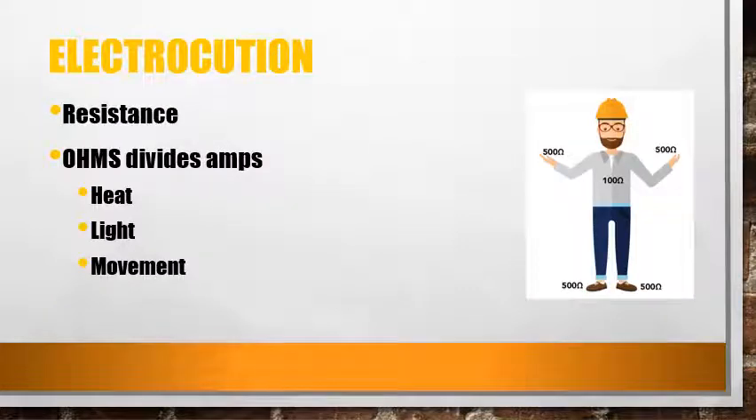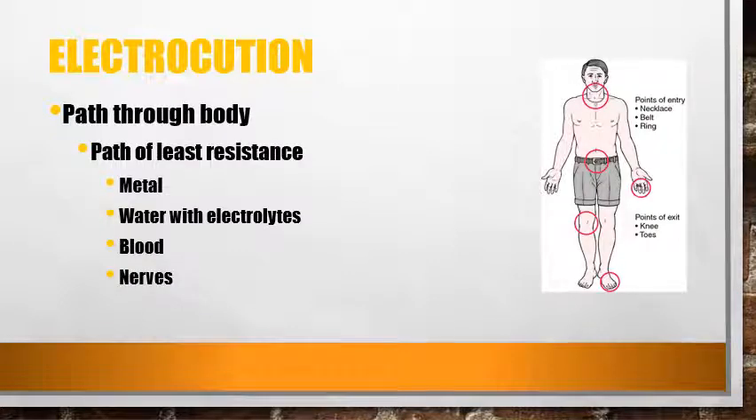Resistance is one of the factors to consider in the hazard of electrocution. Resistance is the division of the amps as it passes through certain tissues in your body. That resistance, which is measured in ohms, divides those amps and turns them into heat or light or movement. Then that electricity takes a path through your body. As it spreads out with that resistance, it's going to take the path of least resistance.